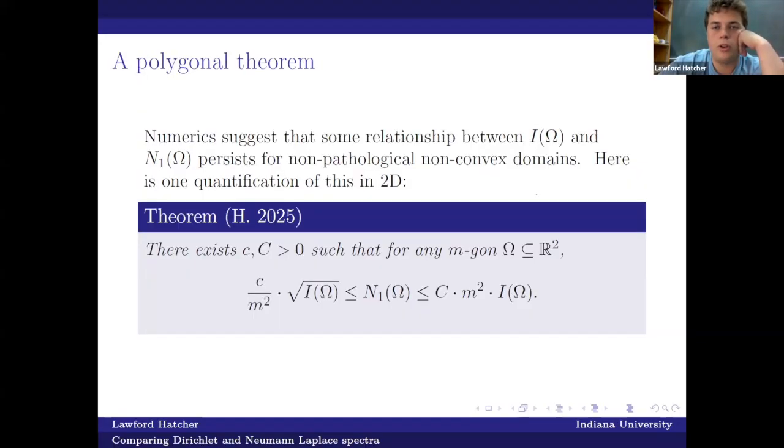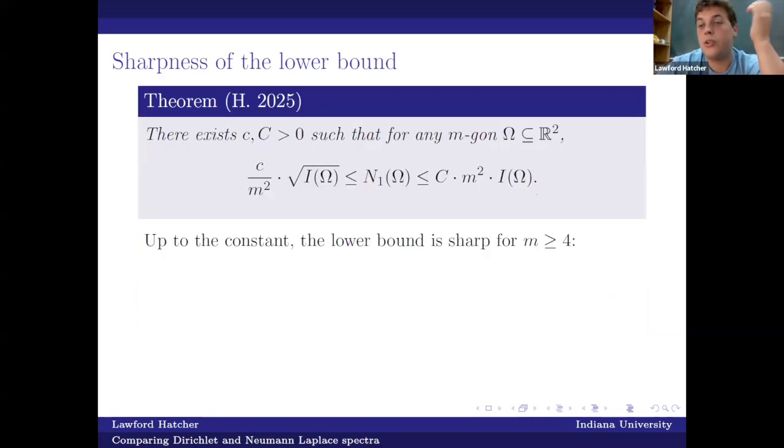And something you might be wondering about is where is this square root coming from, right? So in my original theorem, there were no square roots. It was just isoperimetric ratios. But it turns out that up to the constant, as long as you're working with at least four sides, this square root is actually necessary. So for three sides, the set of m-gons are all convex, and so the original theorem is stronger. But as soon as you have four or more sides, you actually have to have this square root.